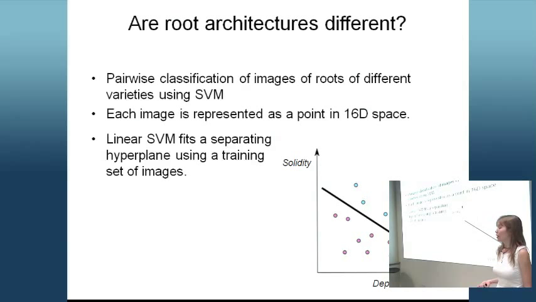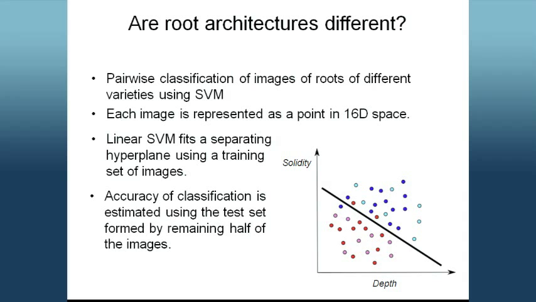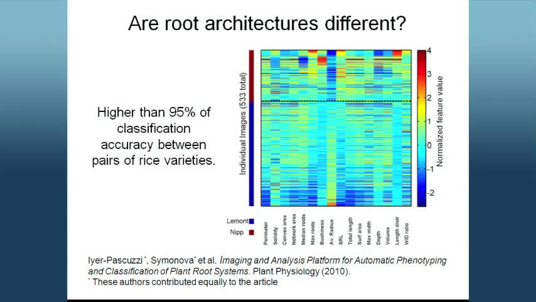We use a training set of images, which in our case is half of the images, to find that separating hyperplane, and then we use the other half of the images to estimate the accuracy of the classification. We did that in a pairwise manner for 12 different varieties, and we found that the average accuracy of classification was higher than 95%, which is a very good result.